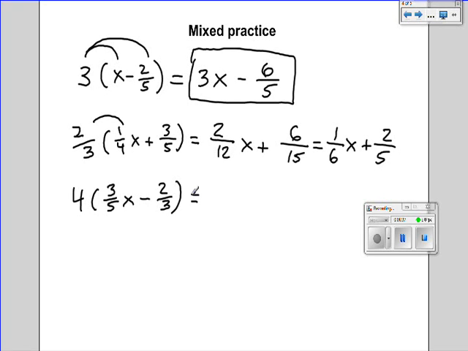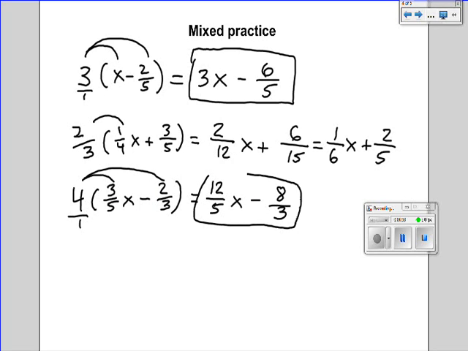Okay, let's see what we can do. 4 times 3 over 5 would be 4 times 3, which is 12. 12 over 5x, because the x stays. 4 times negative 2/3 is 4 times 2, which is 8, then over 3. Because, once again, I could write 3 over 1 like there, and then 4 over 1 here. So 4 times 2 is 8, 1 times 3 is 3. So this should have been your final answer.